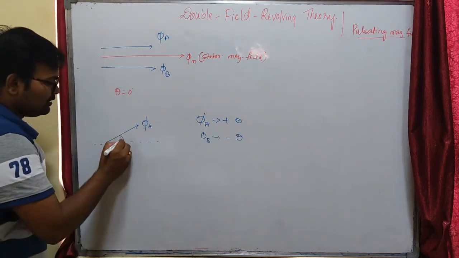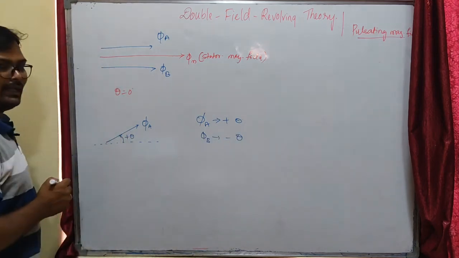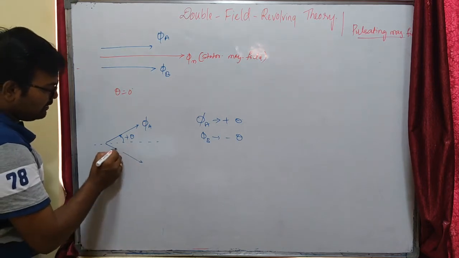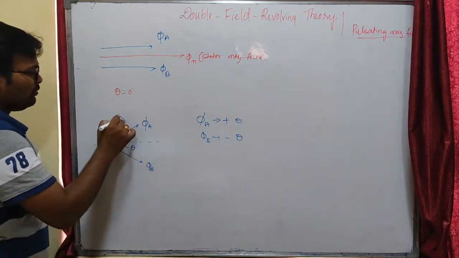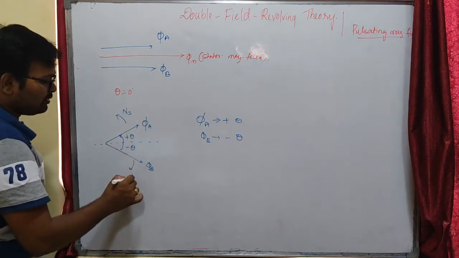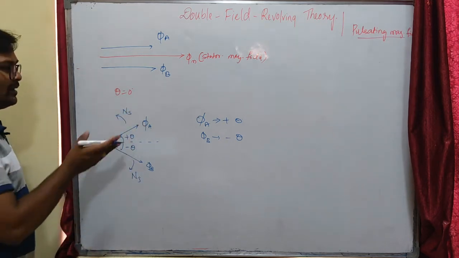Okay, so let us assume this is the positive angle that phi A has been rotated, so for the same angle our phi B will rotate with a negative theta. Okay, so you know that these two are rotating at synchronous speed, that means both are rotating at the same speed but in opposite direction.